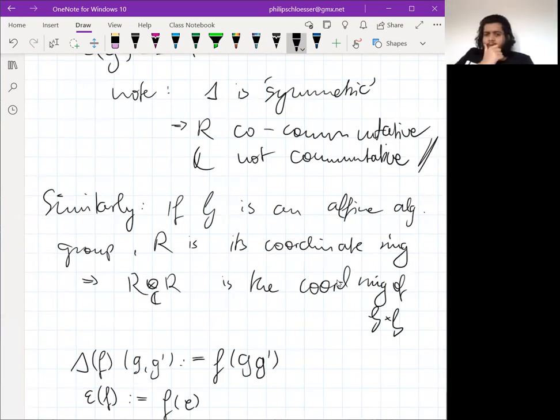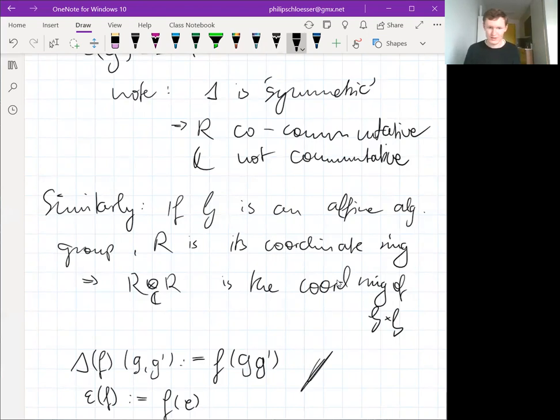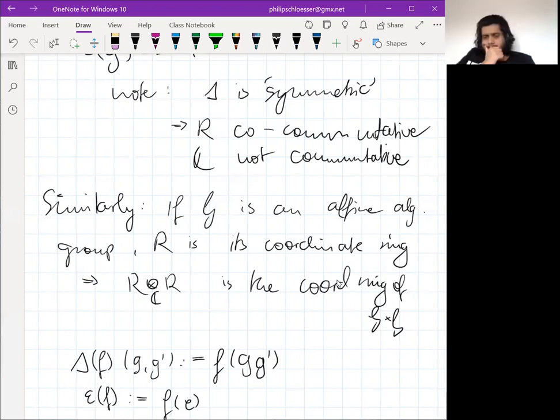What does co-commutative mean exactly? Co-commutative means that co-multiplication is symmetric. This thing here is commutative because when you're multiplying, you're just multiplying functions. Essentially, you're just multiplying complex numbers. So there, the multiplication is symmetric.